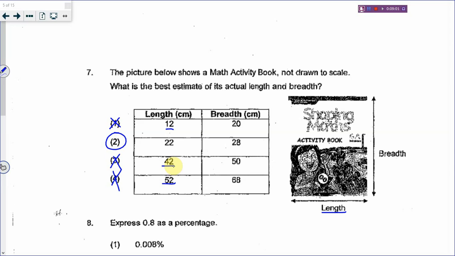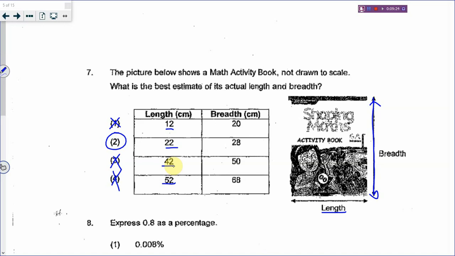Okay, and of course, how about the breadth? If the length is 22 cm, the breadth has to be longer, right? Because you can see the breadth is on the longer side of the book, and the breadth will have to be slightly longer than the length of the book, right? So the length over here has to be slightly longer. So that's how you get 28 cm, which is longer than 22 cm.